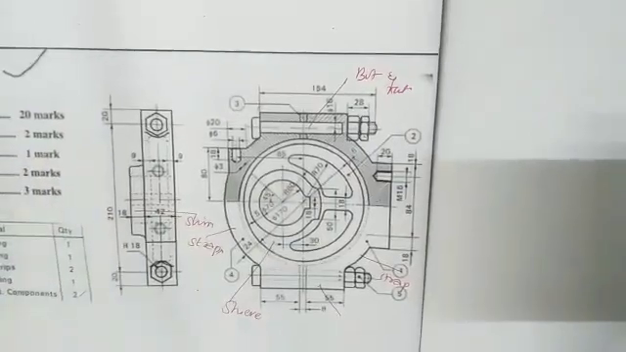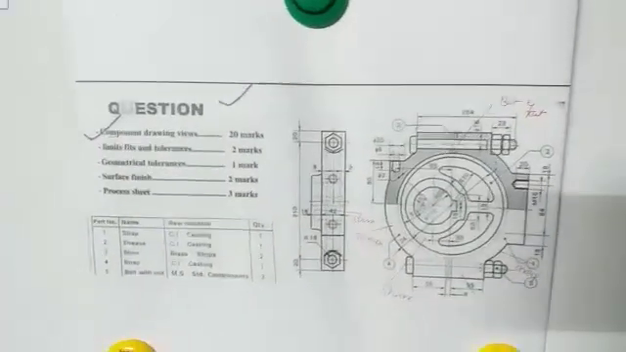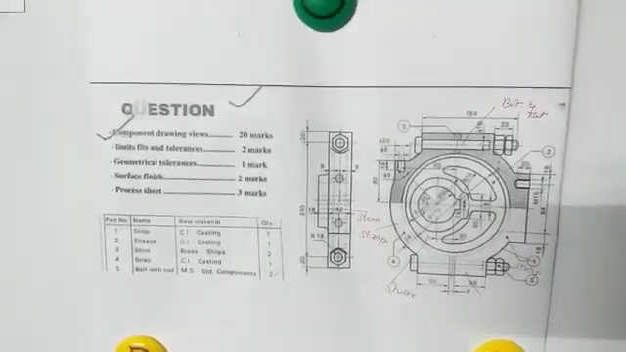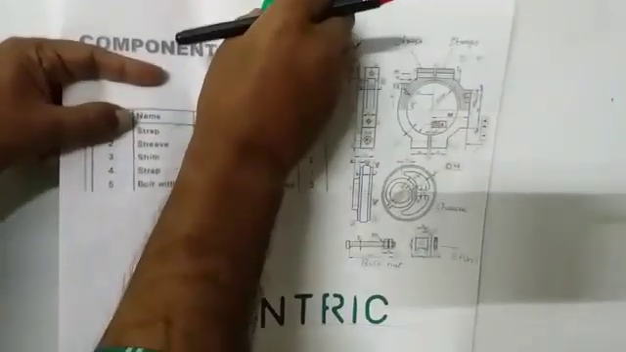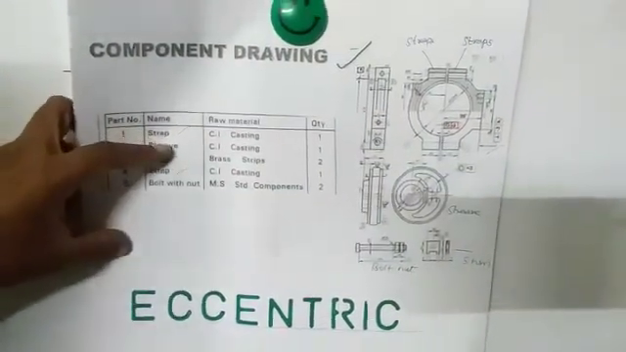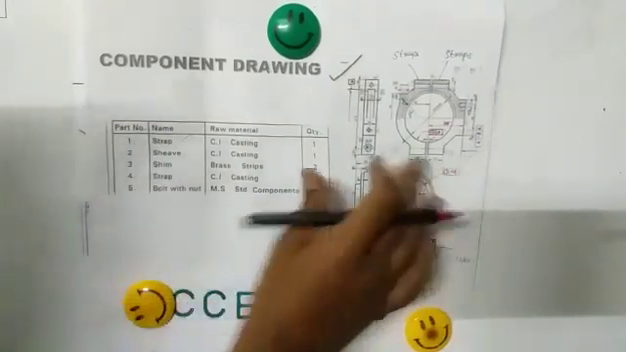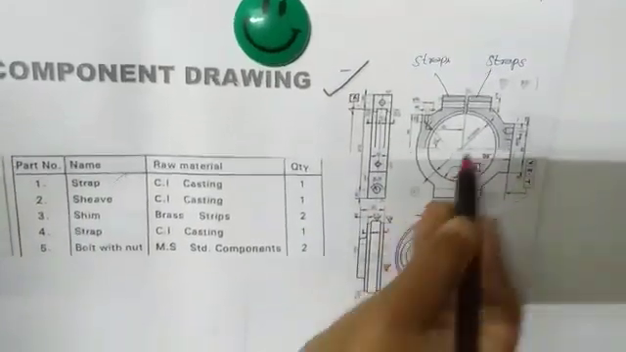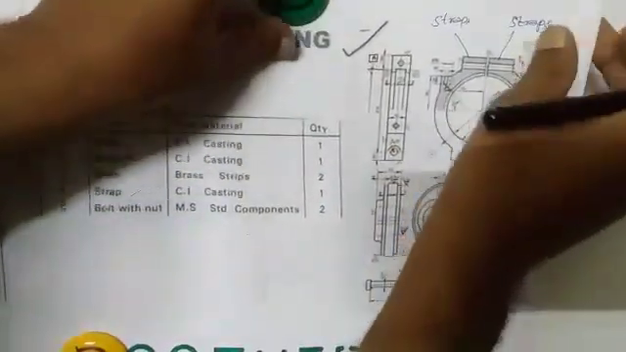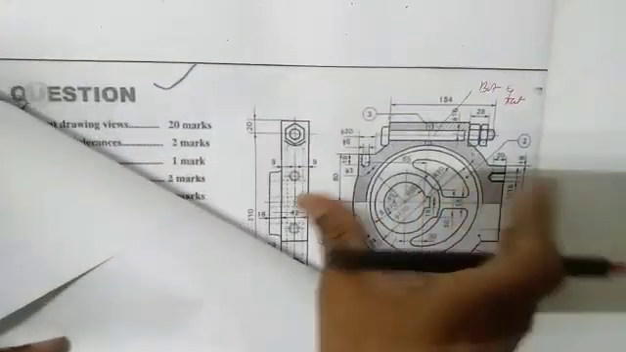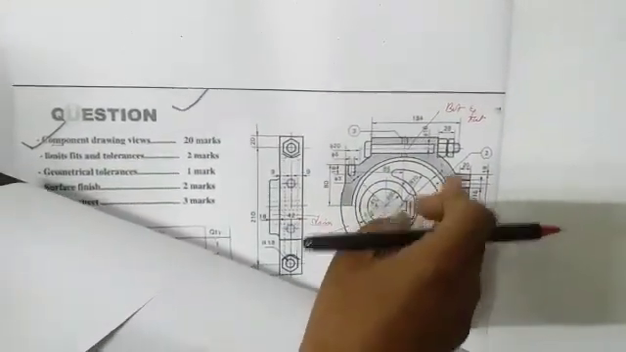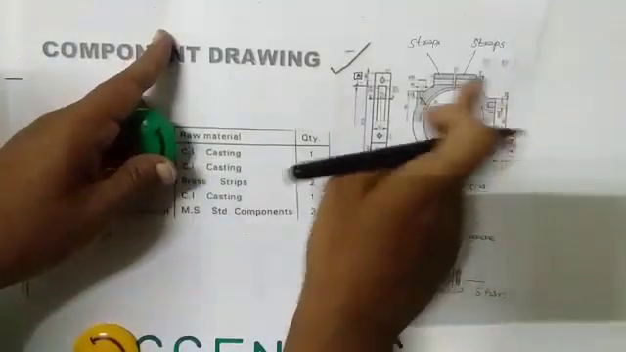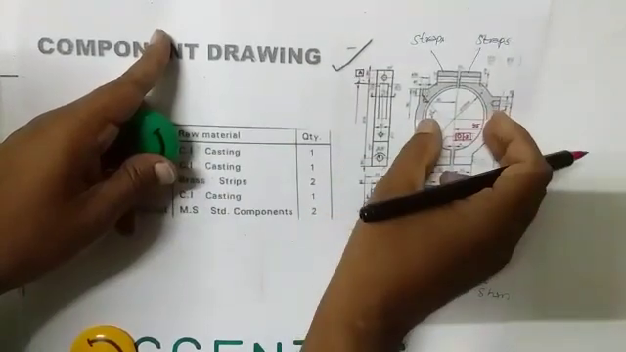The first is the component drawing. So how to draw the component drawing? This shows the component drawing now, the solution for the first question. So let us focus on this. It is very easy to draw. Whatever is in the assembly drawing, you just have to detach the outermost portion. Don't try to show the inner portion. Just draw the outermost portion without the bolt. That shows the eccentric strap. This is the side view, and this is the front view.